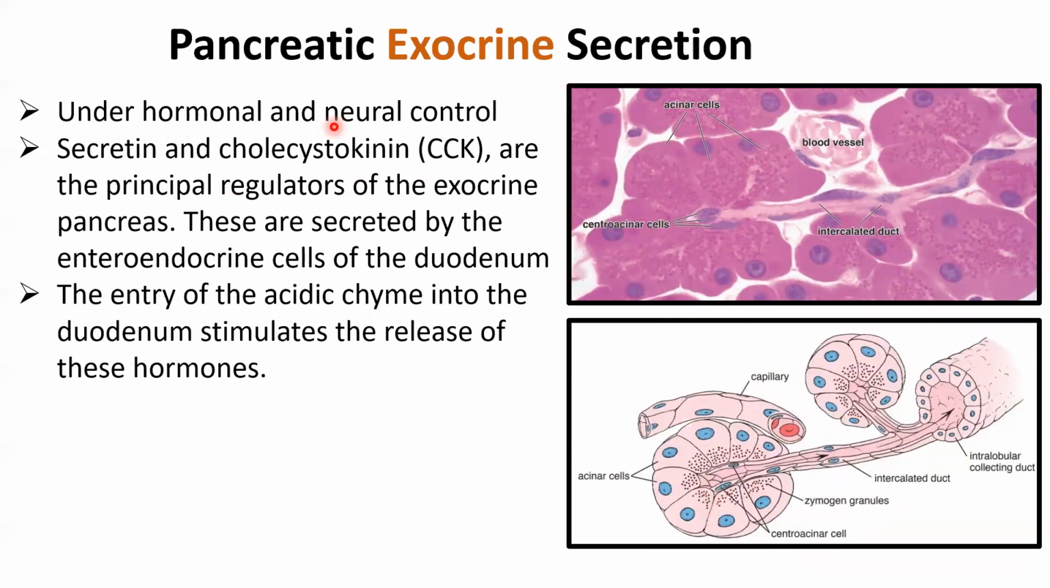Also, the exocrine pancreas is under hormonal and neural control. Cholecystokinin, CCK, is the principal regulator of the exocrine pancreas, and is secreted by the enteroendocrine cells of the duodenum. So the duodenum secretes CCK, and it controls the secretion of the pancreas. The entry of acidic chyme into the duodenum stimulates the release. So again, once the chyme comes into the duodenum, it stimulates the secretion. So you know there's food in and you need to secrete some hormones.